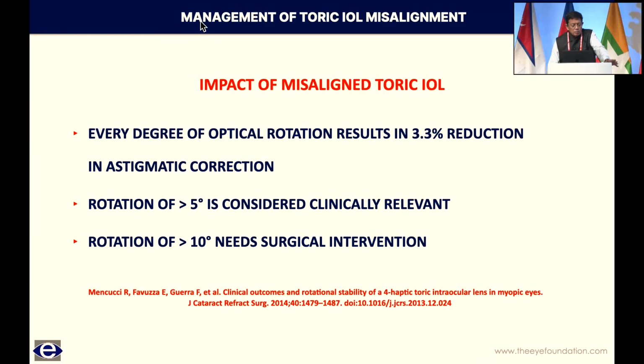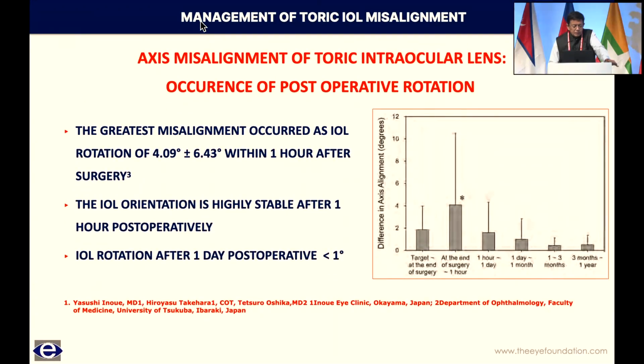And the greater the amount of toricity in the lens, say 4 diopters or 4.5 diopters, the greater the propensity for misalignment to cause a residual astigmatism and need for realigning them. One of the things we need to understand is that the greatest misalignment occurs during the first hour after surgery. And if you get the lens rightly positioned in the immediate post-operative period, very often after the first day, the post-operative rotation is less than 1%.